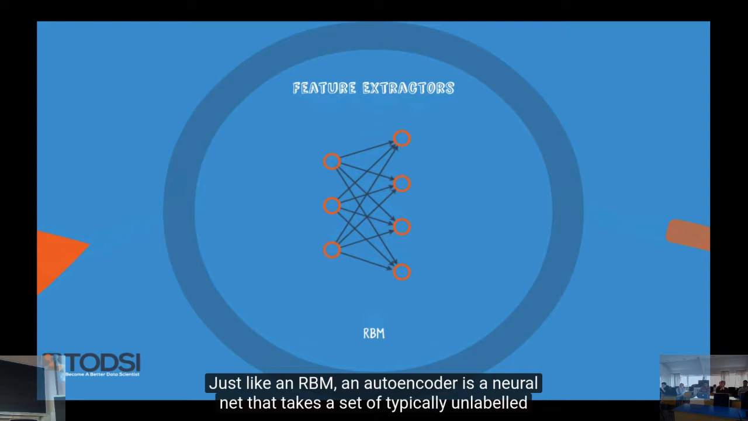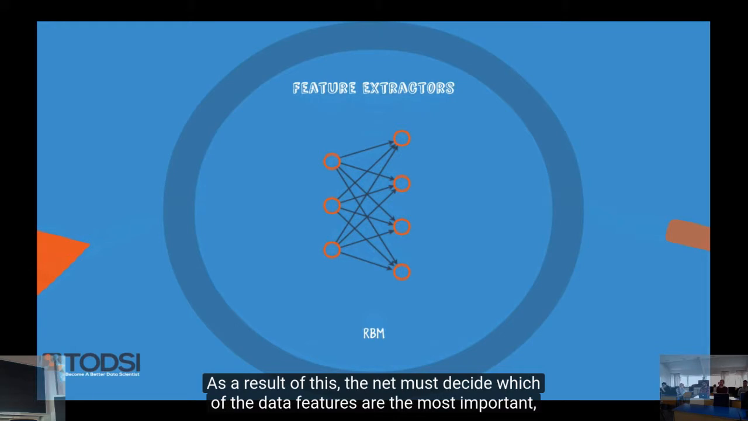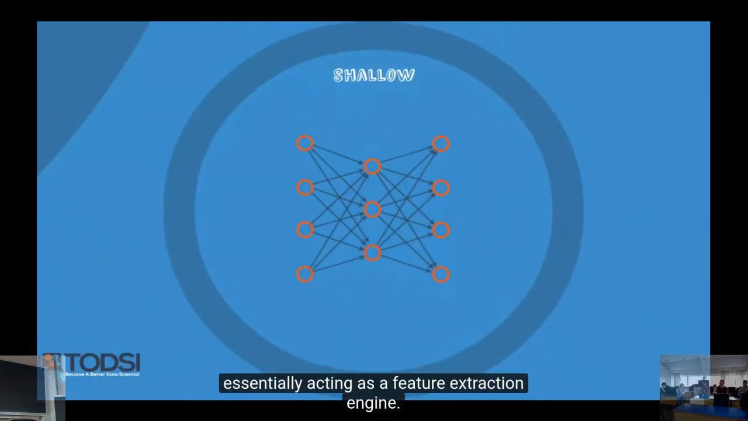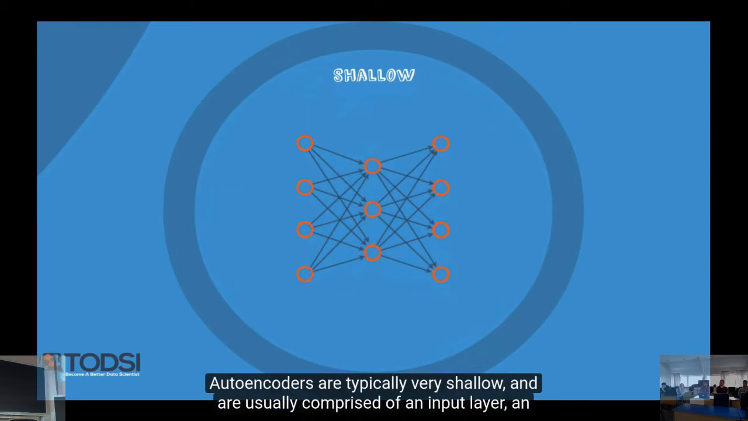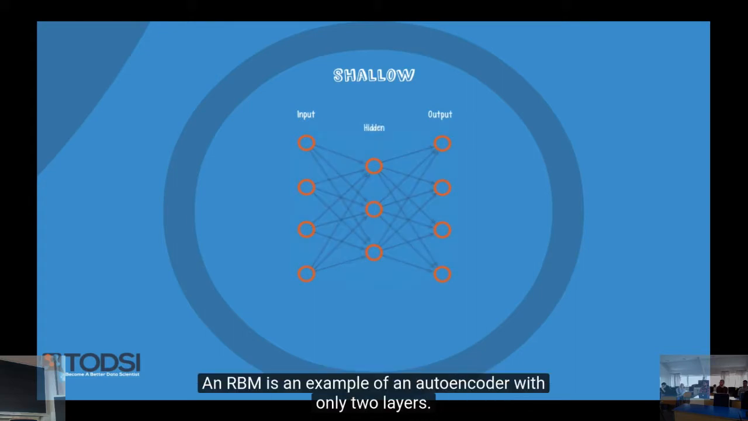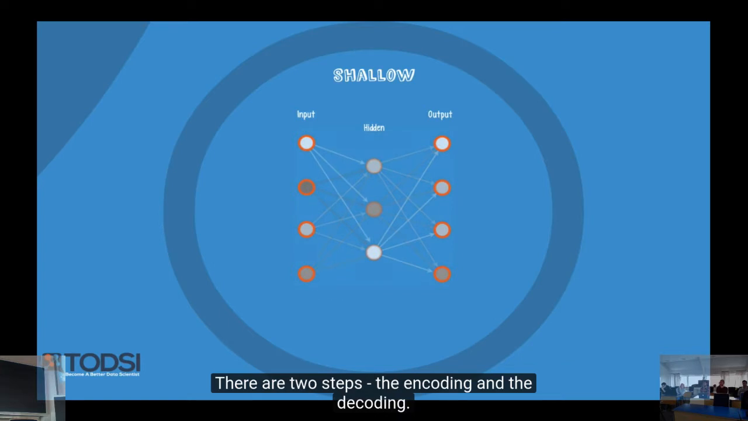Just like an RBM, an autoencoder is a neural net that takes a set of typically unlabeled inputs and, after encoding them, tries to reconstruct them as accurately as possible. As a result of this, the net must decide which of the data features are the most important, essentially acting as a feature extraction engine. Autoencoders are typically very shallow and are usually comprised of an input layer, an output layer, and a hidden layer. An RBM is an example of an autoencoder with only 2 layers. Here's a forward pass that ends with a reconstruction of the input. There are 2 steps, the encoding and the decoding.